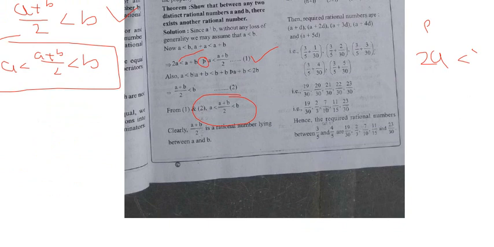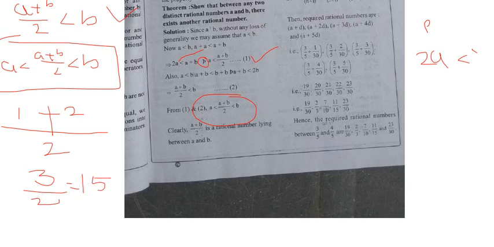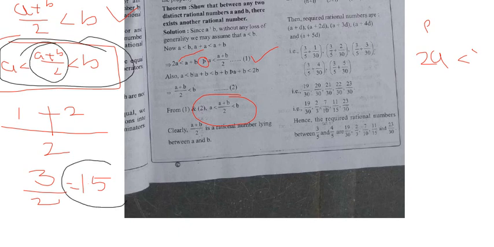That average always lies between. For example, if a is 1 and b is 2, what is the average? 1 plus 2 is 3, 3 by 2. How much is 3 by 2? 1.5, yes. That statement only we are telling here: your average value is always between 1 and 2. This 1.5 always lies between 1 and 2, or not? That statement only they are giving here.